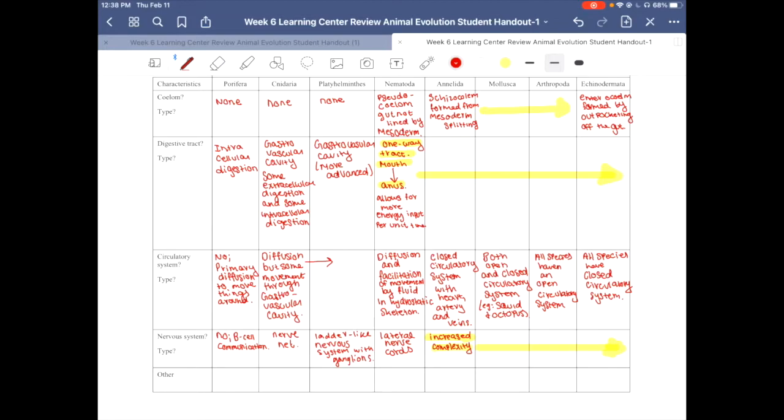So this is a chart for the phyla, and I would say it would be important to know the characteristics. If they were to give you one of the phyla, it would be really beneficial to know what kind of digestive tract they have, circulatory, nervous system, and also the stuff we looked at in the earlier page with symmetry and embryonic tissue layer.